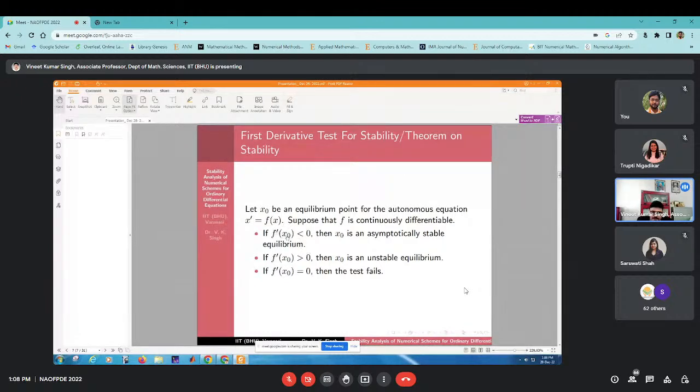If f prime x naught is less than 0, then x naught is an asymptotically stable equilibrium. If f prime x naught is greater than 0, then x naught is an unstable equilibrium. And if f prime x naught is 0, then we say the test fails. We cannot predict any information through this theorem.